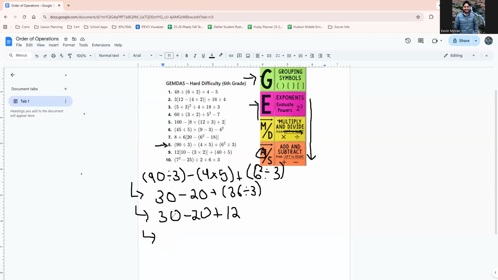All right, 30, we got subtraction, we got addition. So that's this box right here, right? And when it's addition and subtraction all in one line, just go from left to right. Same thing with multiplication and division, right? Left to right. So 30 minus 20 is 10 plus 12 is going to be 22. And that's my answer.